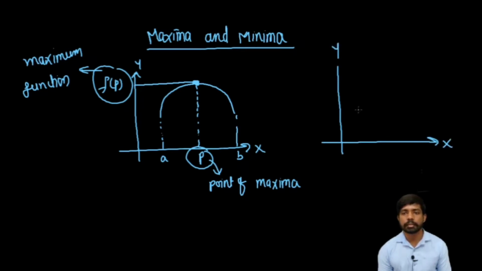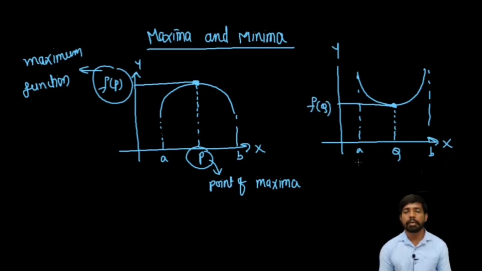Next, consider one more curve, with x-axis and y-axis. Visually we can say this is a minimum point, right? This is a minima. Let us consider this is Q, and the curve starts at A and ends at B. The corresponding function value is f of Q.